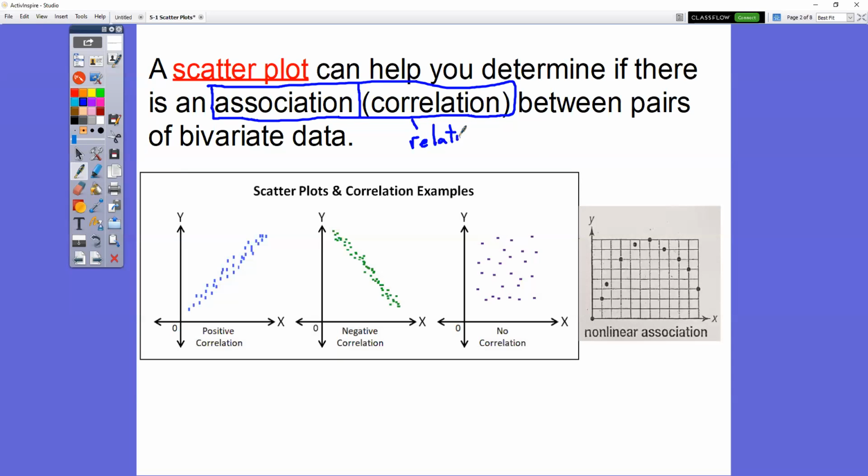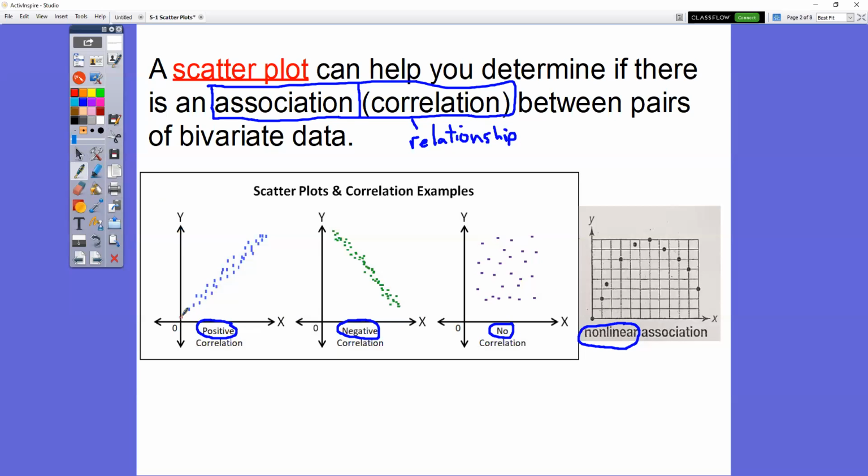All right, so what you're going to be asked today is when you take a look at a scatter plot, does it have a positive relationship, association, correlation? Does it have a negative association or correlation? Does it have no association or correlation? Or is it non-linear? All right. So those are your four choices: positive, negative, no, or non-linear.